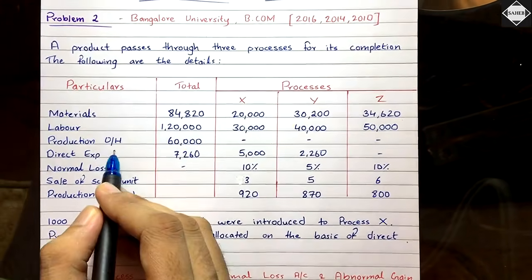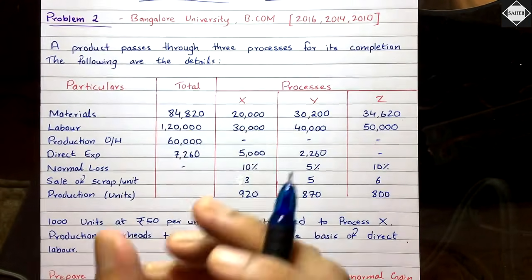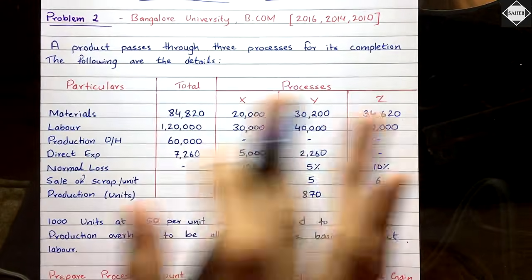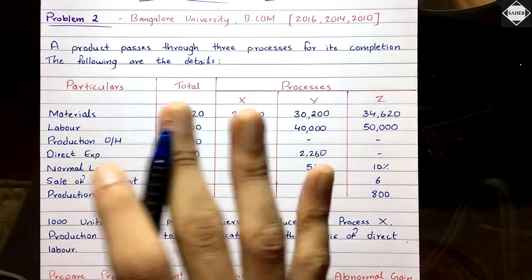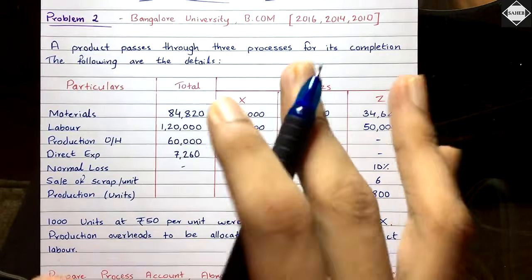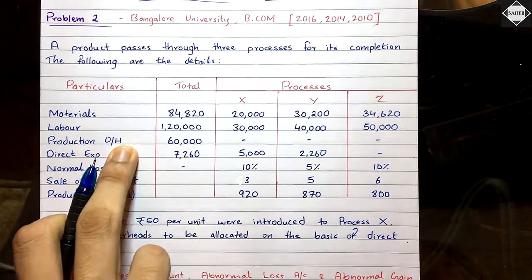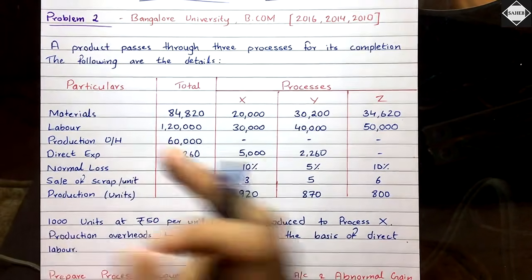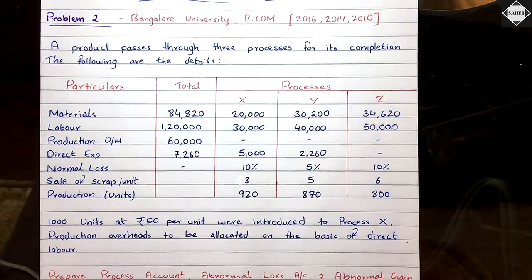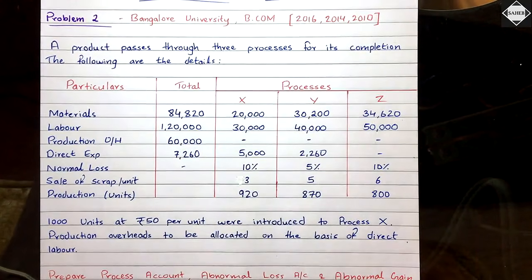Then what do we have? Production overhead 60,000. Here the production overhead is directly given as a total figure. The allocation of that is not given, so we have to allocate it. That's the main thing about this question, and that's why I took this question, because here you have to do the allocation of production overhead. In the previous question which we solved from the ICAI study material, the bifurcation was already given. Here it is not given. Fine, it's simple, we'll do that.